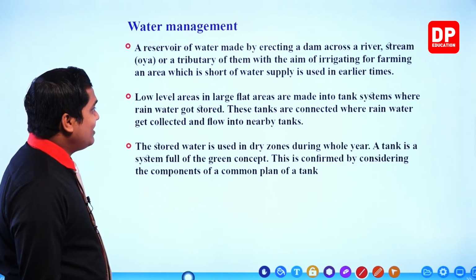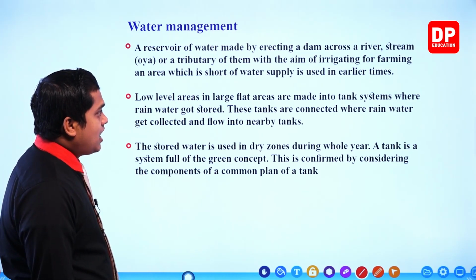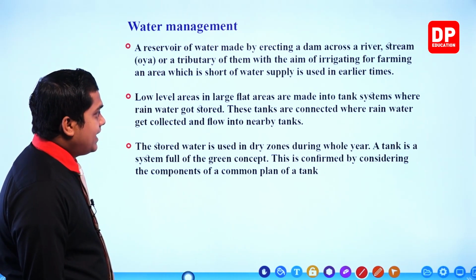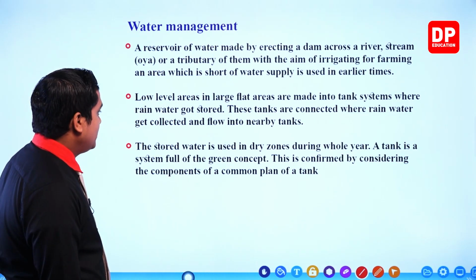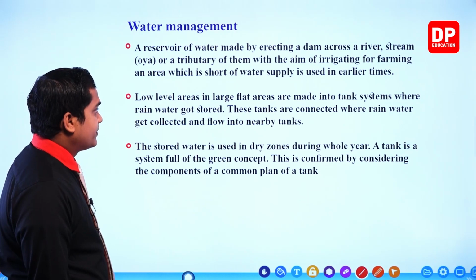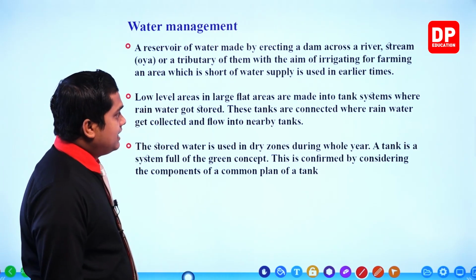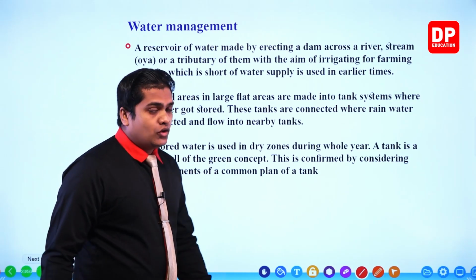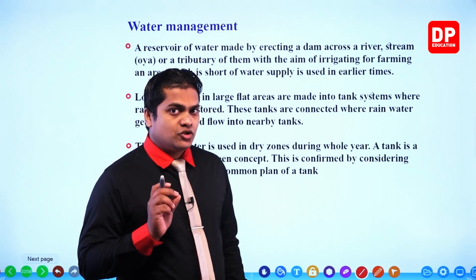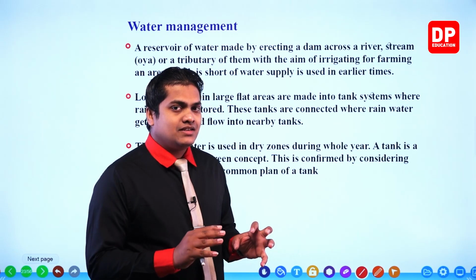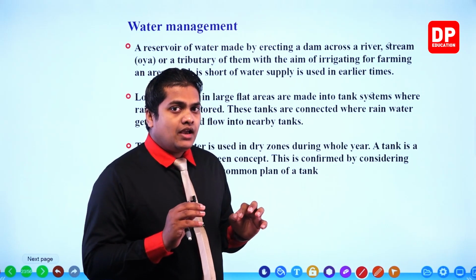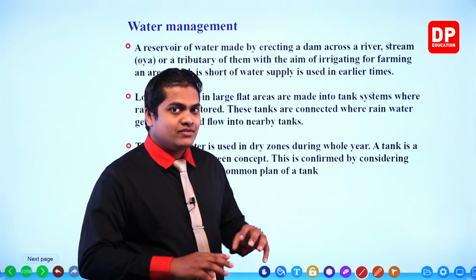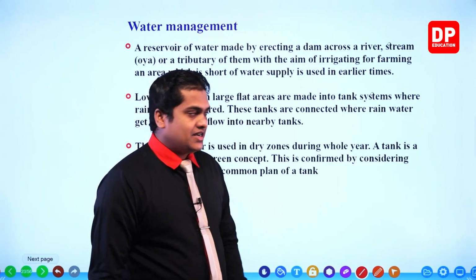Then low level areas in large flat areas are made into tank systems where rainwater gets stored. These tanks are connected, where rainwater gets collected and flows into nearby tanks. So low and flat, okay, not only low, they should be flat. So low and flat areas in certain environments, my dear children, have been converted into tank systems. So these areas act as water storing areas.